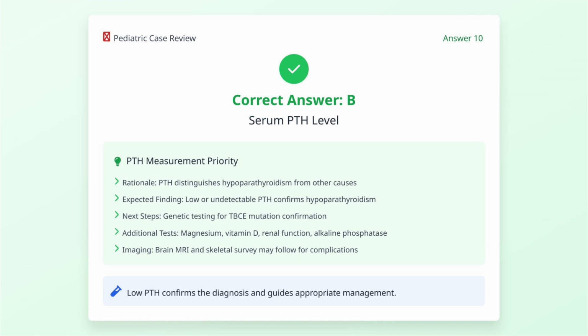The correct answer is B, serum parathyroid hormone level. Measuring parathyroid hormone distinguishes hypoparathyroidism from other hypocalcemia causes. Low or undetectable parathyroid hormone confirms hypoparathyroidism. Subsequently, genetic testing for TBC mutation provides definitive diagnosis. Additional workup includes magnesium, vitamin D, renal function, and imaging studies.